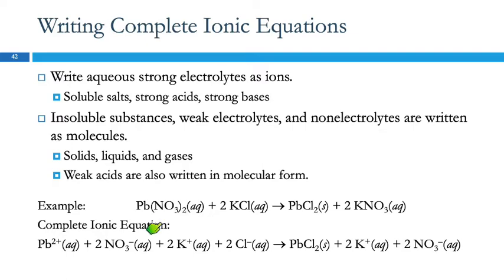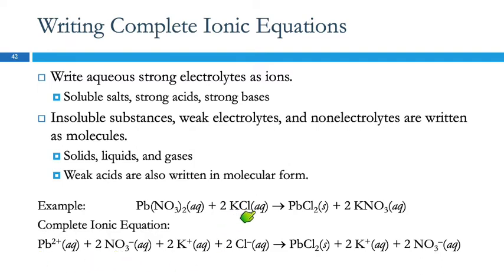So here's an example, the lead nitrate and the potassium chloride. So we look at the state symbols from our molecular equation. We look at this one, it's aqueous. Is it an acid? No, it's not, so we're going to separate it into its ions. If we look carefully at that formula, we should recognize there's a lead ion, lead 2, and there are 2 nitrate ions. So we're going to get a lead 2 ion and 2 nitrate ions.